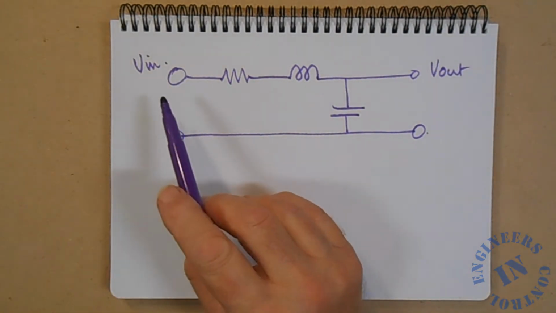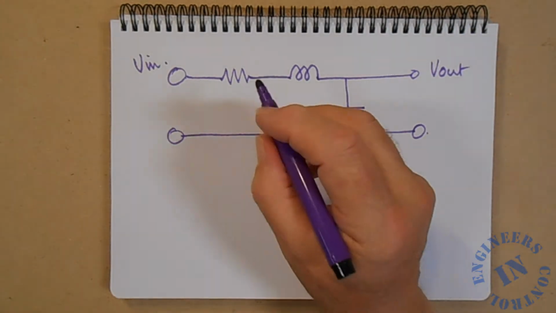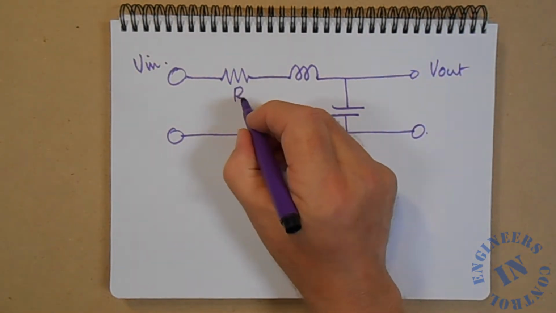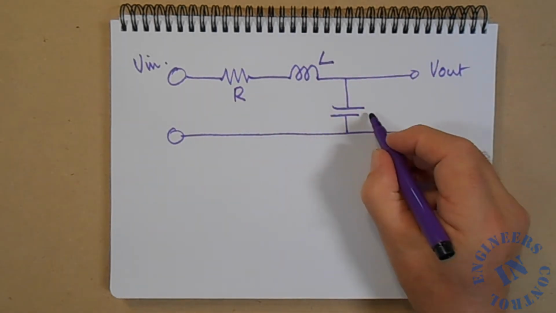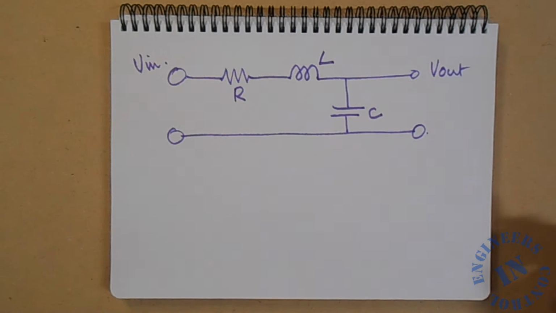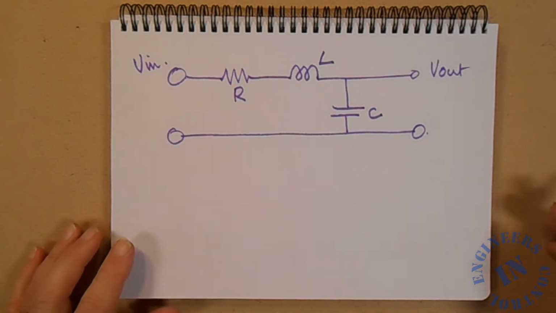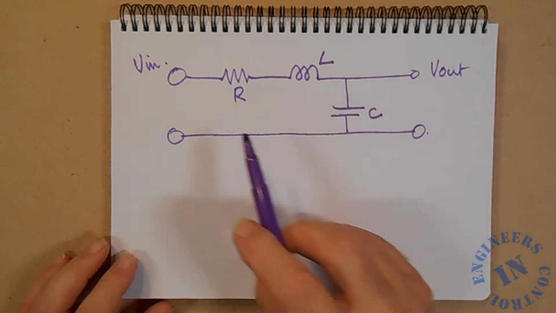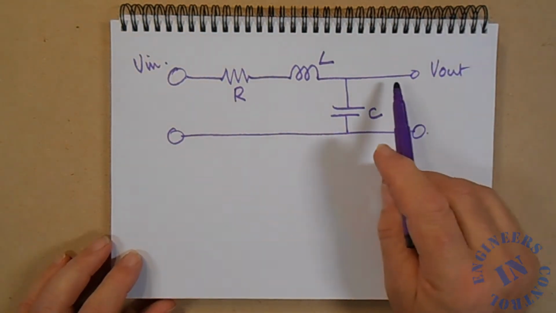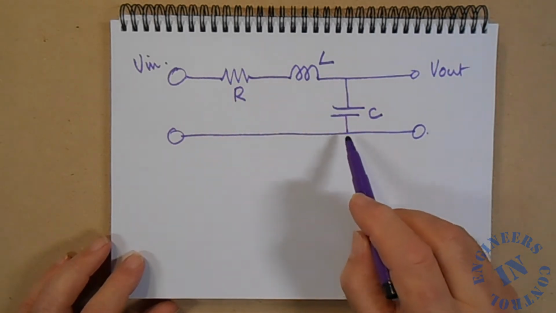Now the input voltage can be anywhere from DC through to a very high frequency. I'll label my resistor R, my inductor L, and my capacitor C, and those will in fact give the values in ohms, henries and microfarads. Now, assuming there is no current taken from the output, the current through each component is identical.